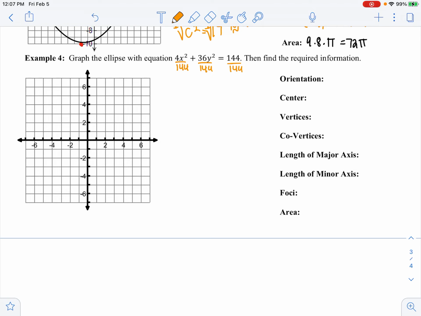Both of these fractions are simplifiable. 4 goes into itself once. 4 goes into 144 36 times. 36 goes into itself once. It goes into 144 4 times. And then that simplifies to 1. So I have x squared over 36 plus y squared over 4 is equal to 1. And I can graph that.